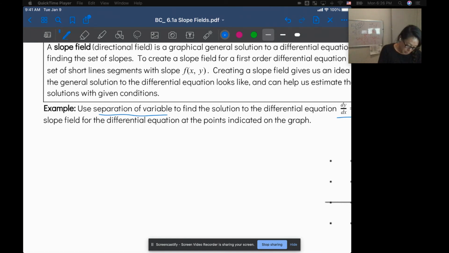So we're going to do dy dx is equal to x. I'm going to separate and integrate. So dy is equal to x dx. And now it's time to integrate. All right. So now I have y is equal to 1/2 x squared plus c.